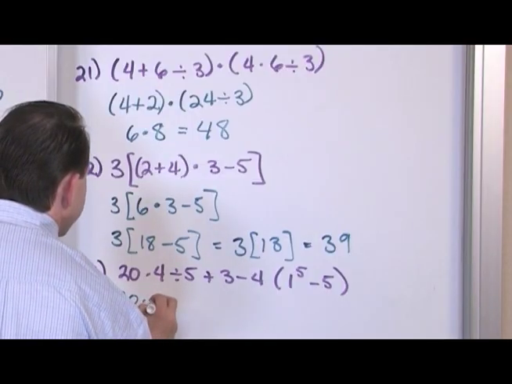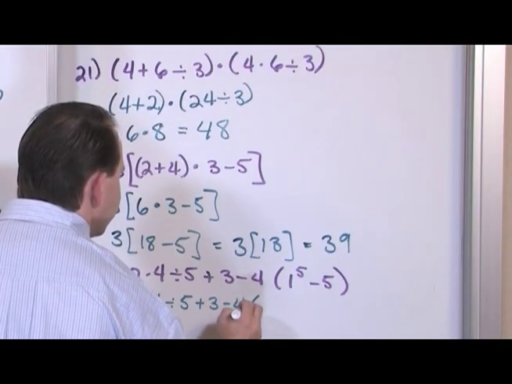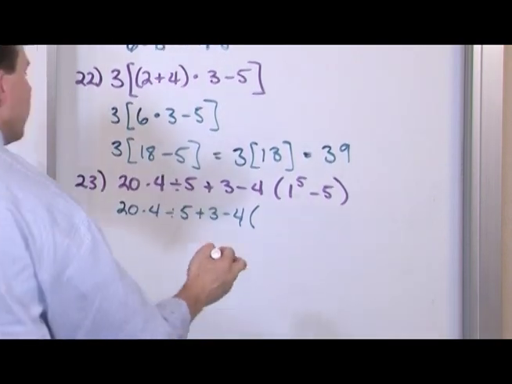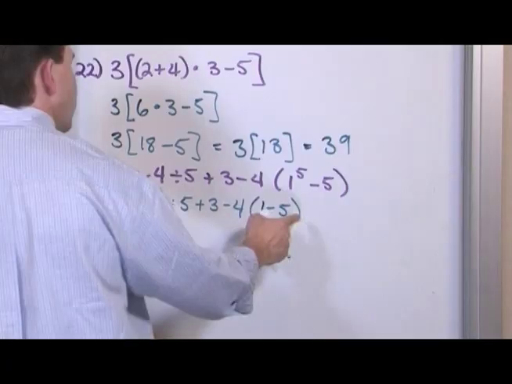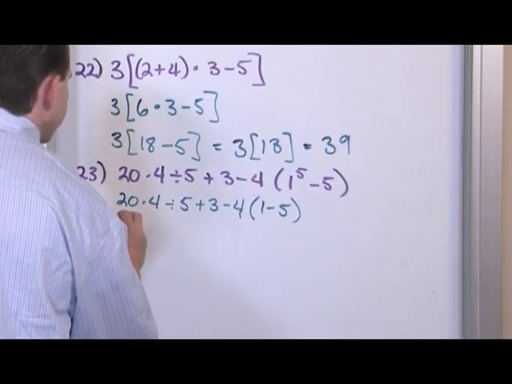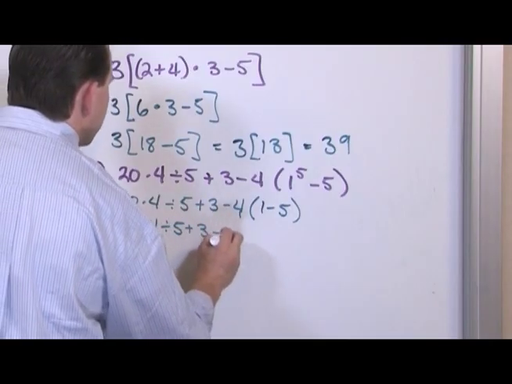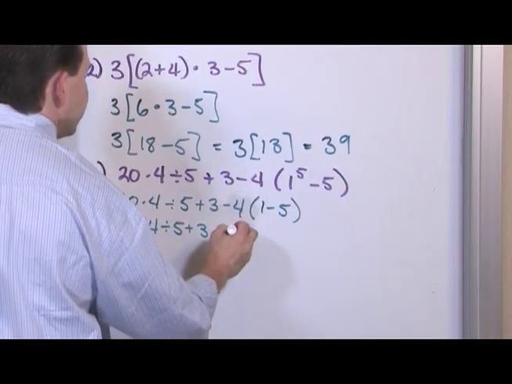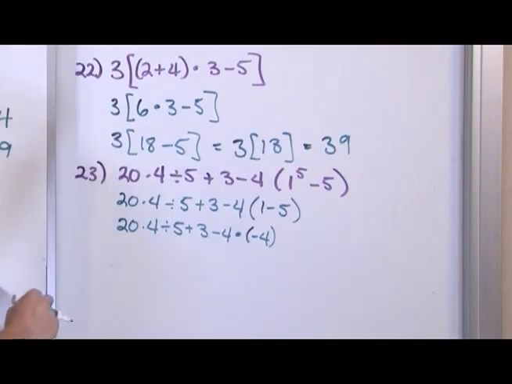20 times 4 divided by 5 plus 3 minus 4 parentheses. 1 raised to the power of 5 is just 1 times 1 times 1 times 1 times 1, so you get 1, like that. Now we still have to finish off inside here. 1 minus 5 is going to give me negative 4, so 20 times 4 divided by 5 plus 3 minus 4. And I'm multiplying here by this parenthesis, so I can just put multiplying by negative 4, just to make it clear like that.